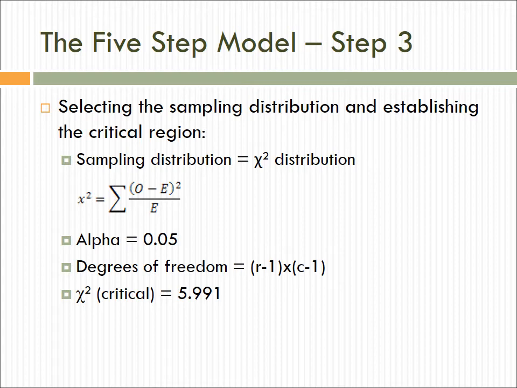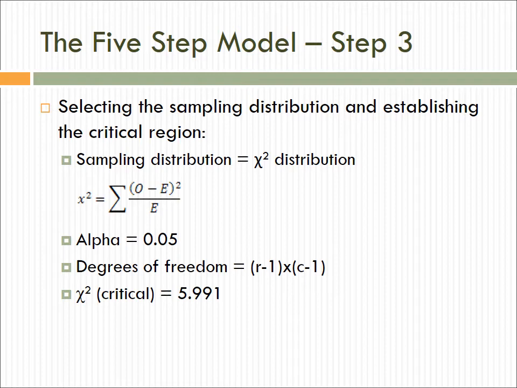So in a chi-square, the chi-square is the sum of observed minus expected squared divided by the expected. In this class, we are always going to use a p-value or an alpha level of 0.05. We calculate the degrees of freedom as the row minus 1 times the column minus 1. And we looked up in the back of the book that the critical value could be, in this example, 5.991.